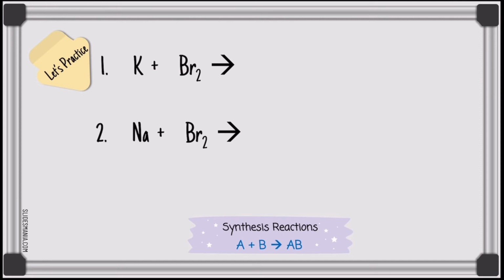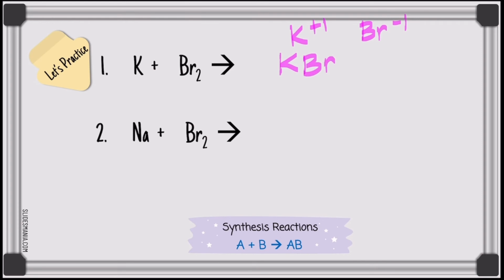In number 1, we have potassium plus bromine, a diatomic molecule. Remember, potassium forms a +1 ion, and bromine, a halogen, forms a -1 ion. We only need one of each ion to form a neutral salt of potassium bromide. So the product can be written as KBr, just one of each ion.